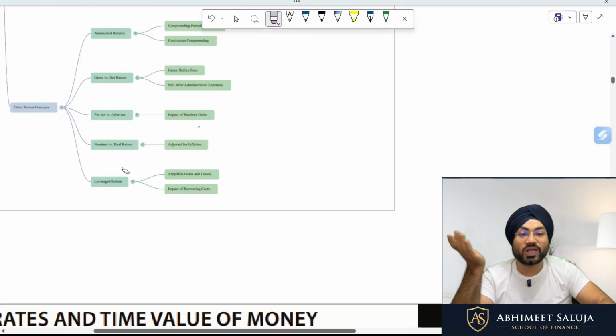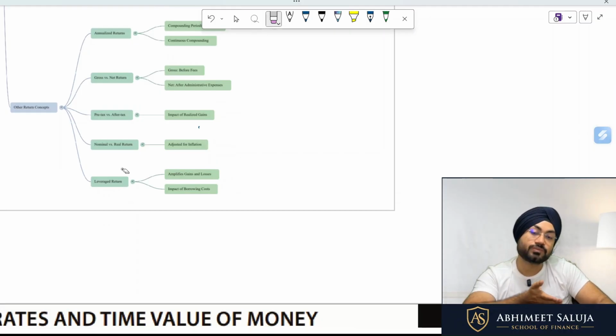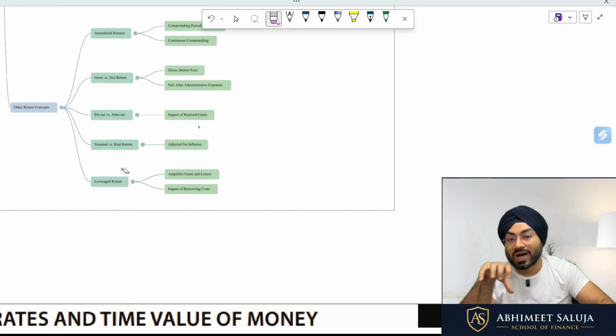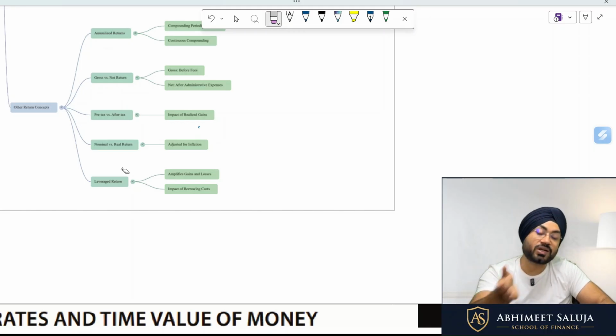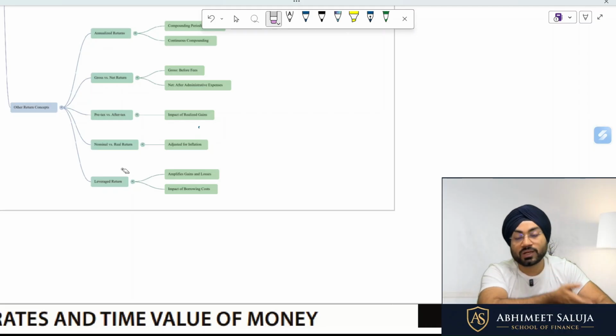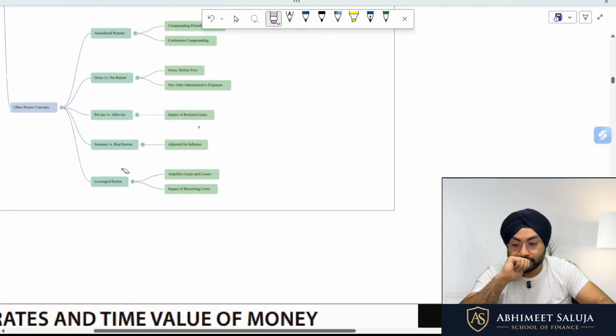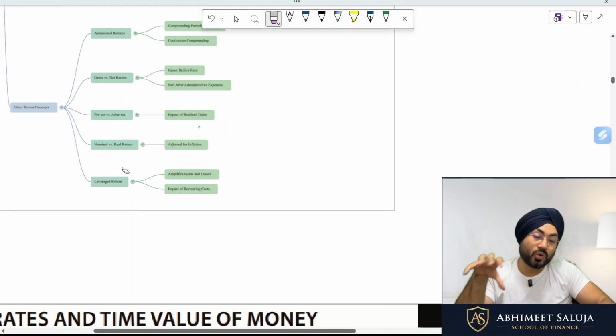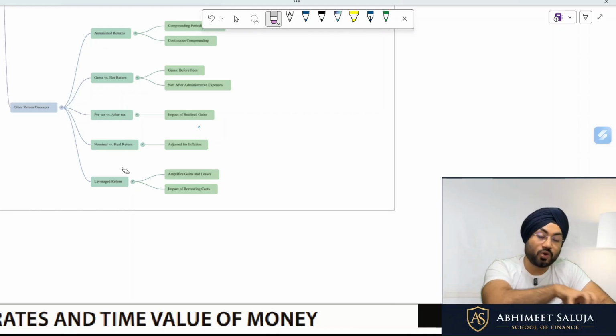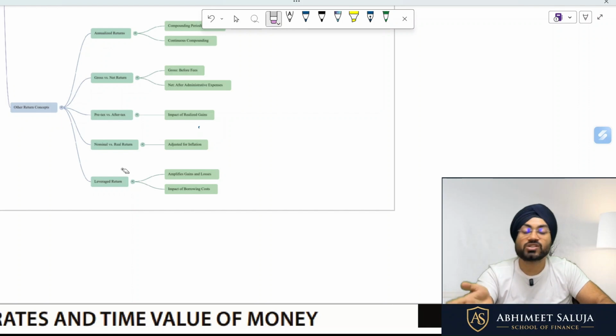Nominal versus real return: if you don't take into account inflation, the money losing its power, then you are basically considering nominal return. If you are deducting the inflation part, then it is real return. Leveraged return: if you are borrowing money and investing that money in your portfolio, like suppose you took a personal loan and invested that amount into your own portfolio of stocks, then you are basically taking leverage. So leveraged return and unlevered return, we are going to study that as well.